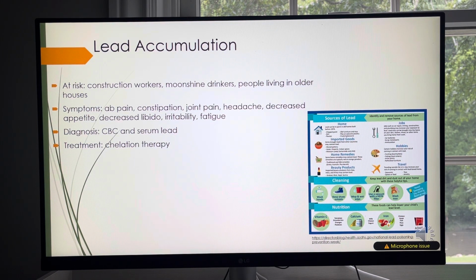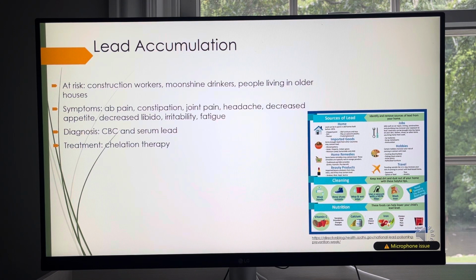Finally, we have lead poisoning. Lead poisoning can also present as microcytic hypochromic anemia. At risk, it's very rare these days, thankfully. People who live in older homes where there's lead-based paint, moonshine drinkers, and I'm not talking moonshine from Gatlinburg. I'm talking, you go out back to the still moonshine. Symptoms: abdominal pain, constipation, headache, but you will see a microcytic hypochromic anemia.